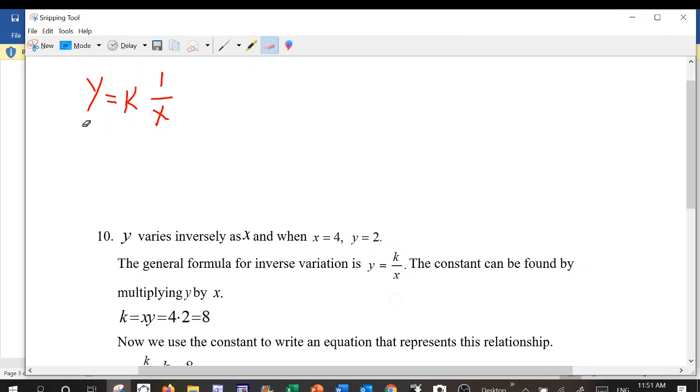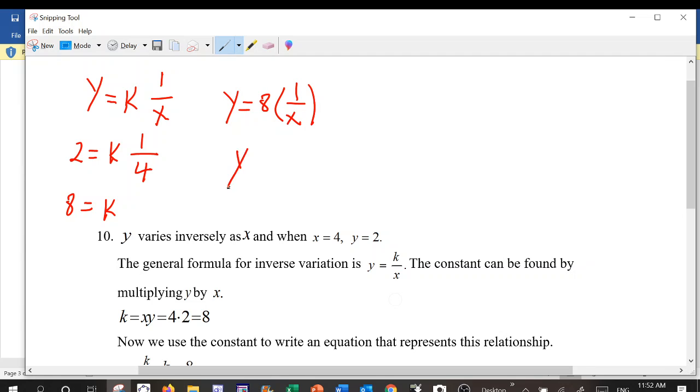But that's the idea. So here they say y varies inversely as x, when x is 4, y is 2. So y is 2 when x is 4. So basically 1/4 k equals 2, so k equals, multiply both sides by 4, you get 8. So the connection between the two is 8 times 1 over x. Or you could just write it as what? 8 over x. Okay?